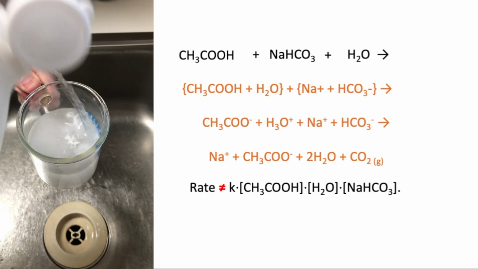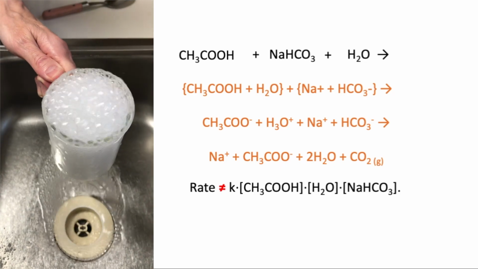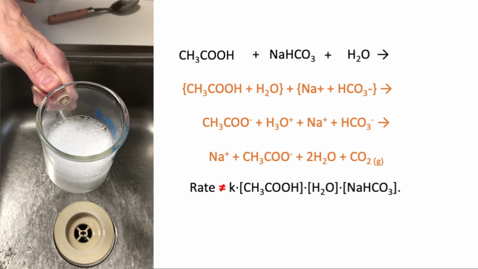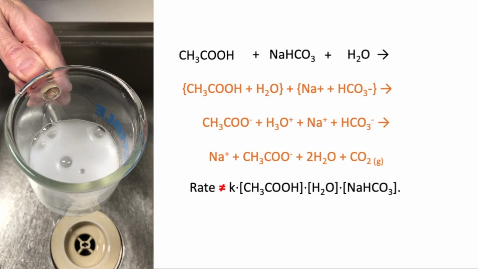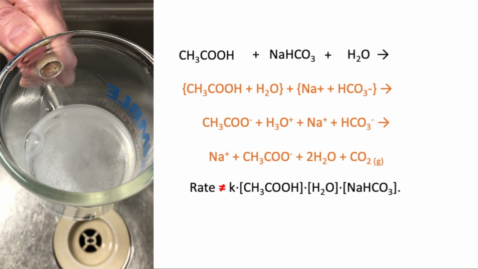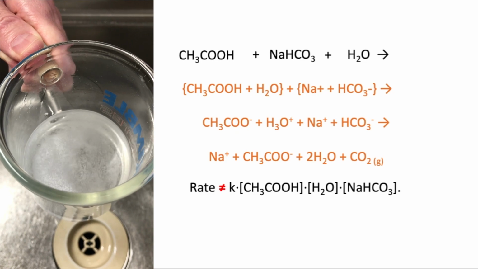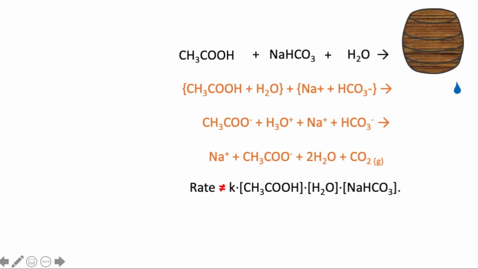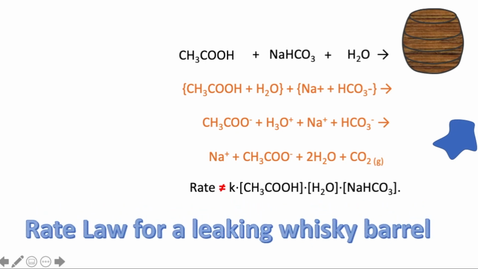How then do we express reaction rate? How do we know the order of the reaction? In general, for a multi-step reaction, the rate expression can only be determined experimentally. In this experiment, we are going to show you how to determine a rate law experimentally. How are we going to do that without a laboratory? By finding the rate law for liquid leaking out of a vessel. We call this experiment rate law for a leaking whiskey barrel.